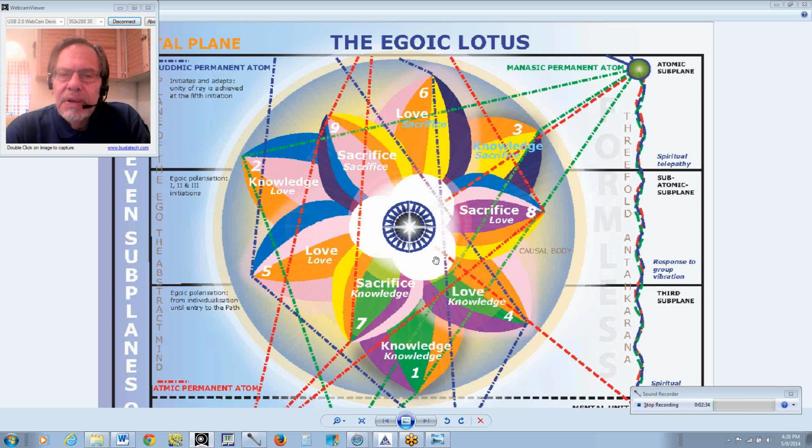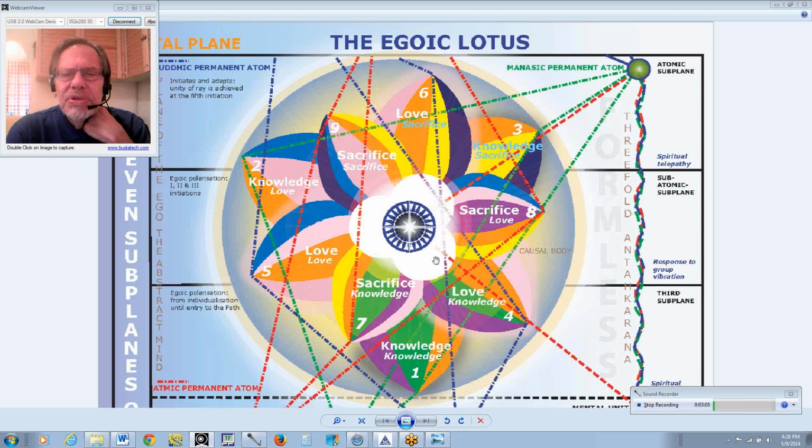I like to begin with a little bit of a review here, as it's good for us to keep this image in mind, because we are talking about a lot of correlations. We're bringing in a lot of information and relating it to the historicity, we might say, of the unfoldment of the Egoic Lotus over a 21 or maybe 25 million year period.